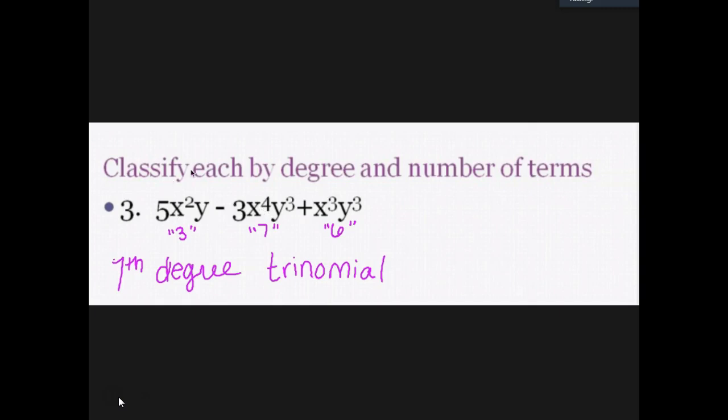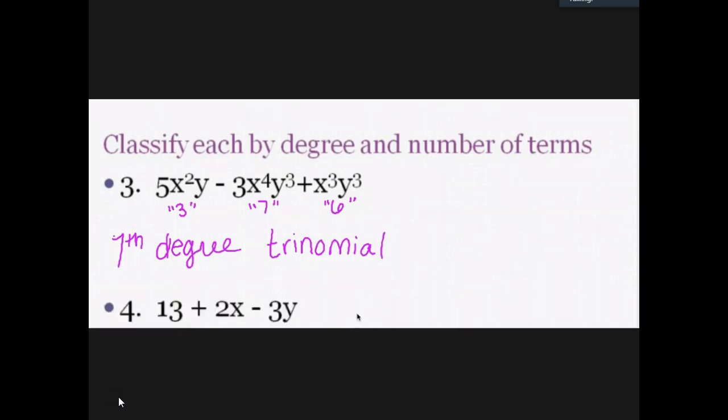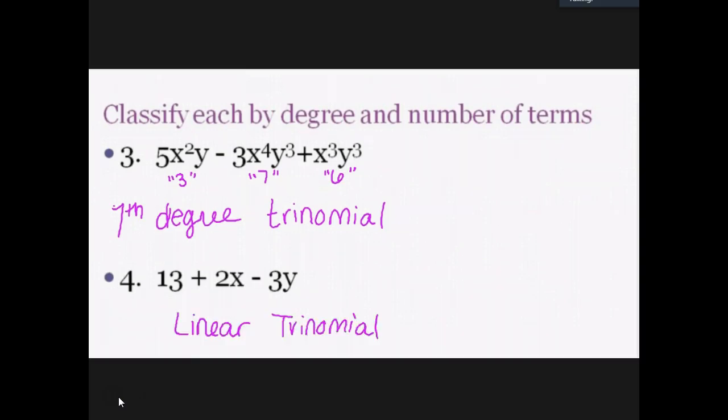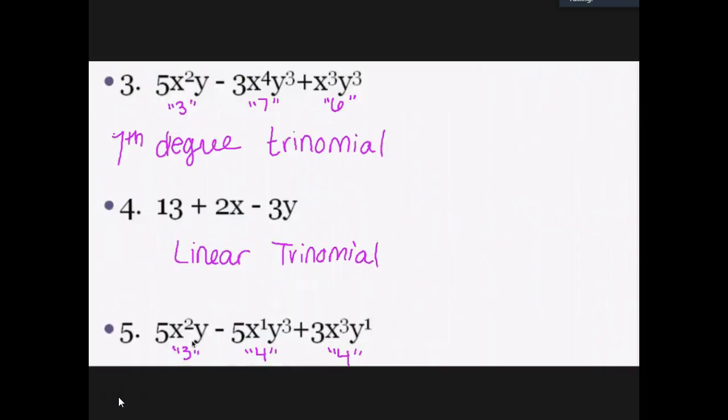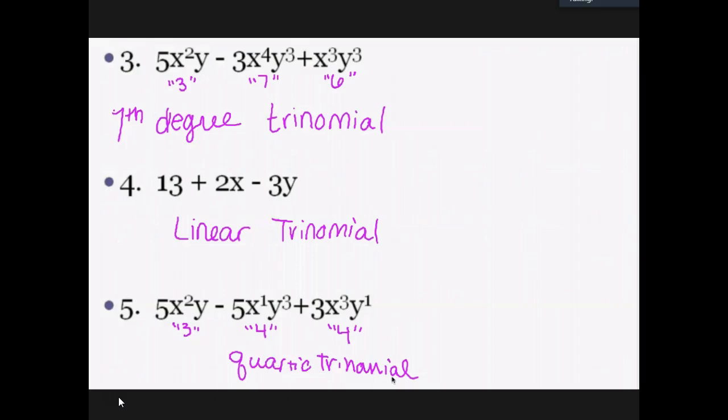Number 4 has 3 monomial terms being added or subtracted. This 13 is a constant, degree 1, degree 1. So this is a linear trinomial. And then in number 5, we have degree 3, degree 4, degree 4. Therefore, it is a quartic trinomial.